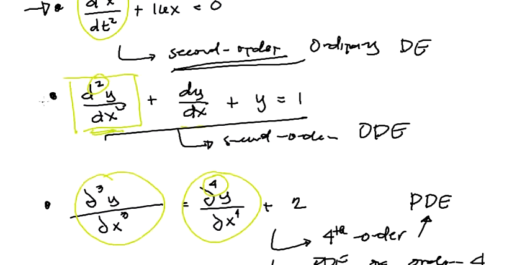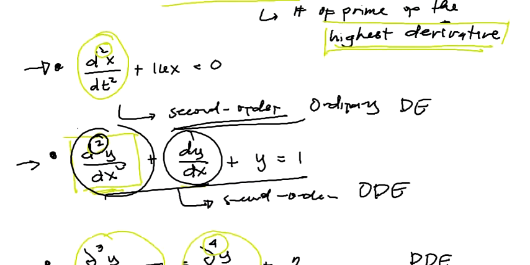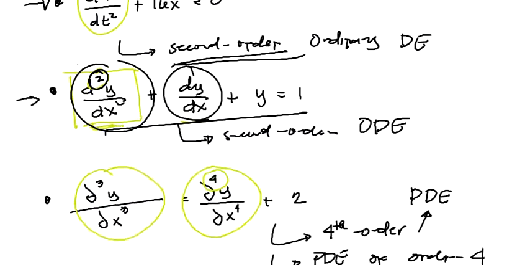So for our second example, we have two derivatives, the dy over dx and second derivative of y with respect to x. And the highest derivative is this second order. So the order is the number of prime of the highest derivative, which is 2. That's why this is also a second order differential equation.